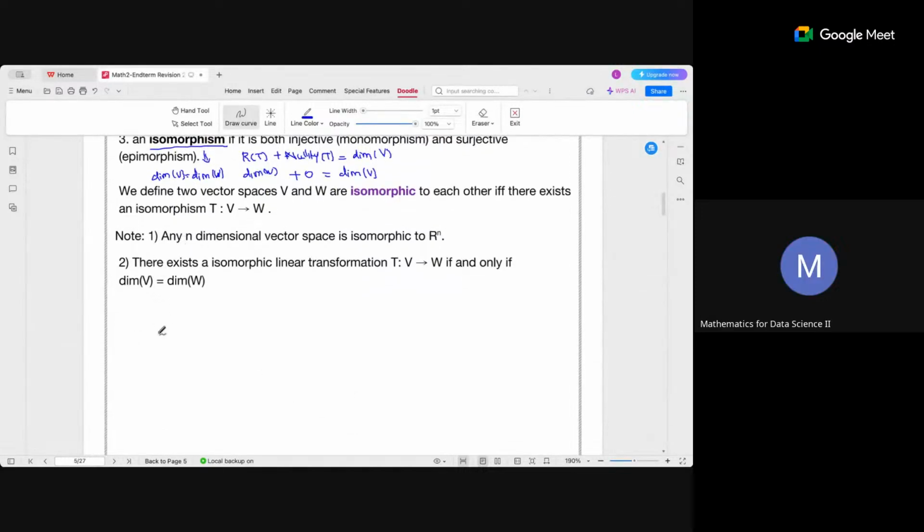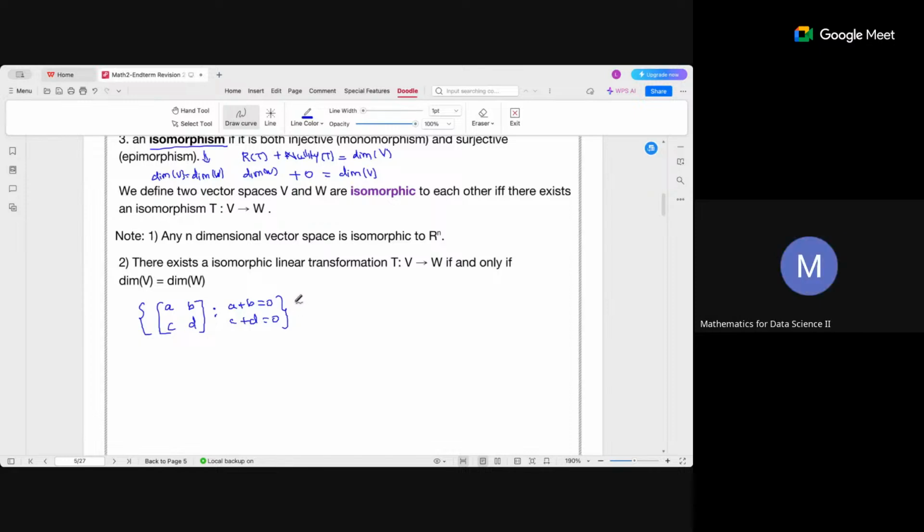Let me give an example here. I guess we have seen some similar example yesterday. Take the set of matrices with entries a, b, c, d such that a plus b is equal to 0 and c plus d is equal to 0. First of all, is this a subspace?